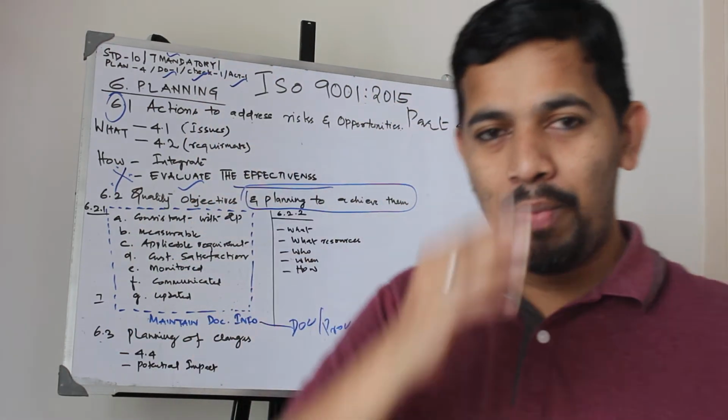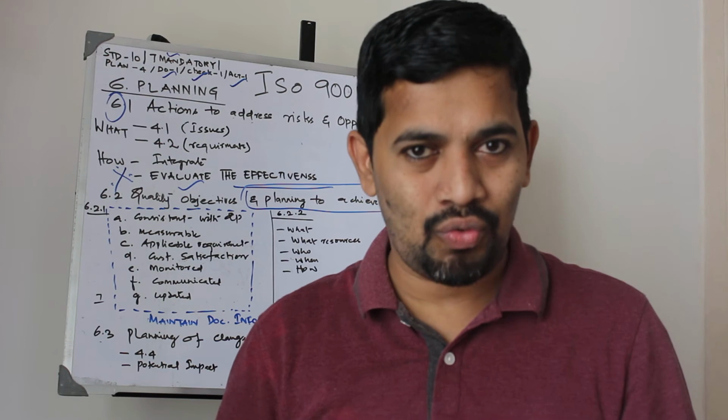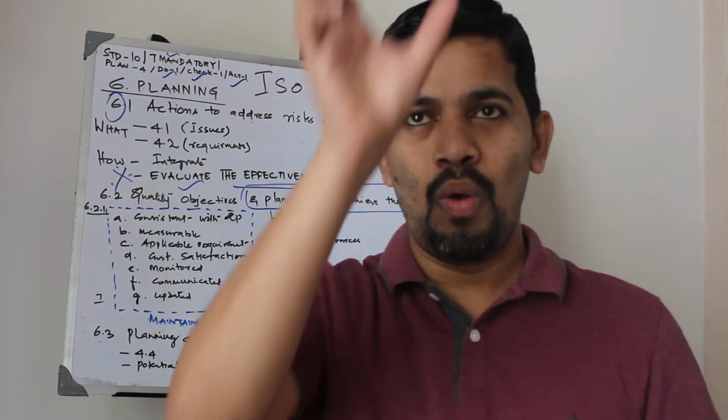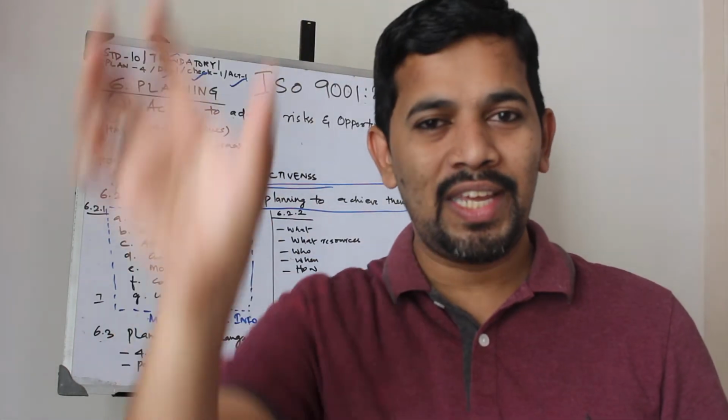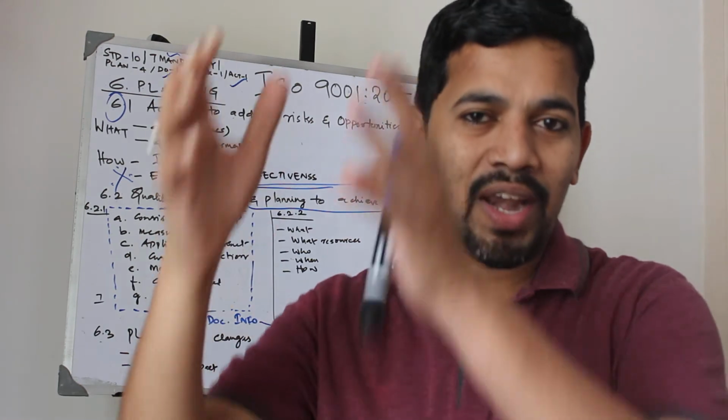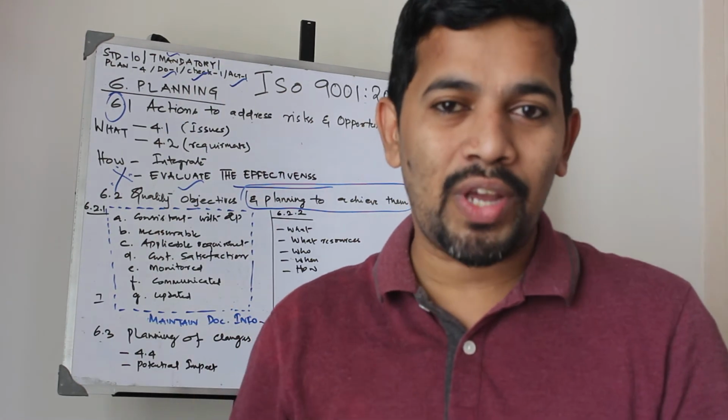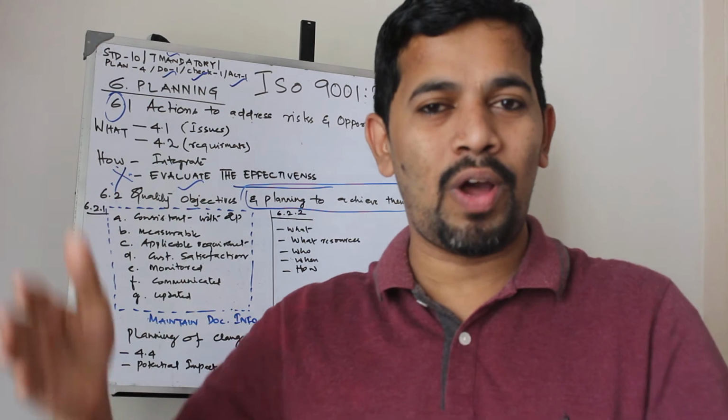So we need to map all of this. Okay, these are all the internal issues we have, or external issues we have. What is the likelihood of that? What is the severity we are going to have, the consequence we are going to have? So these 3 or 4 columns we need to do.